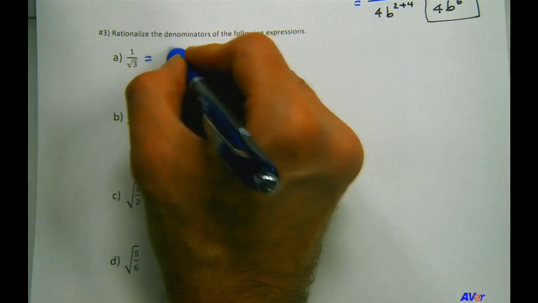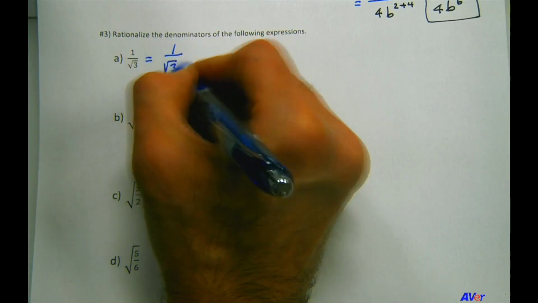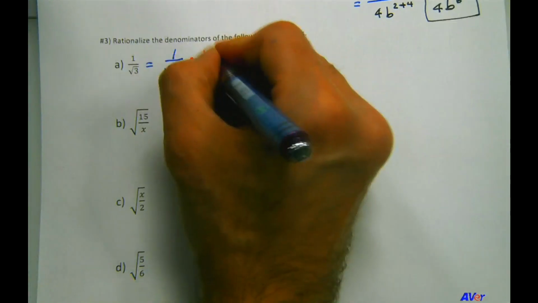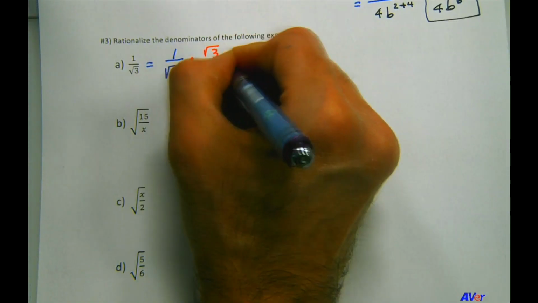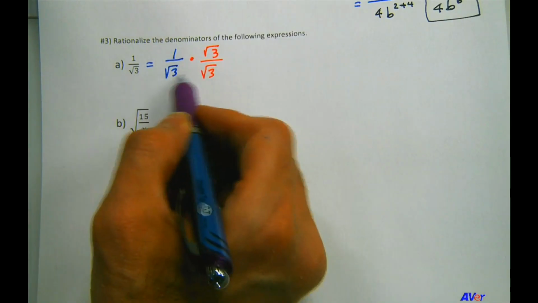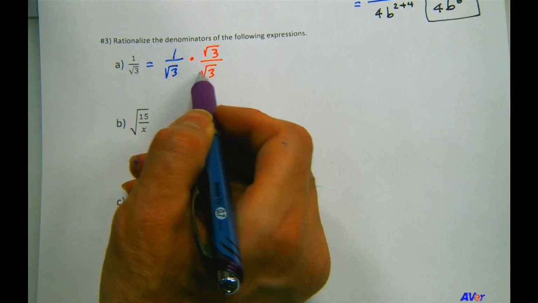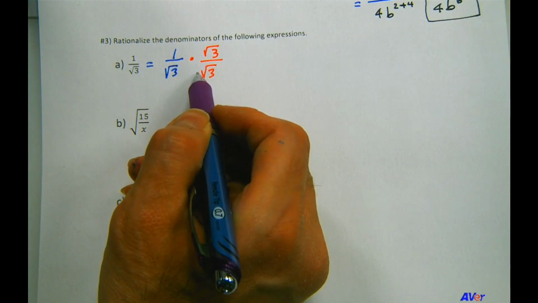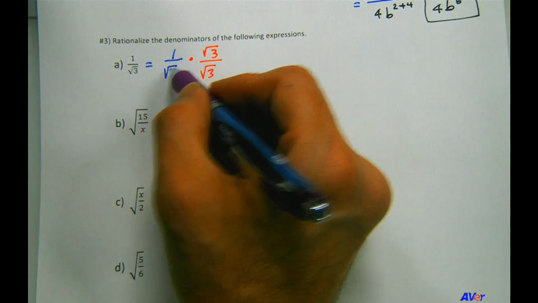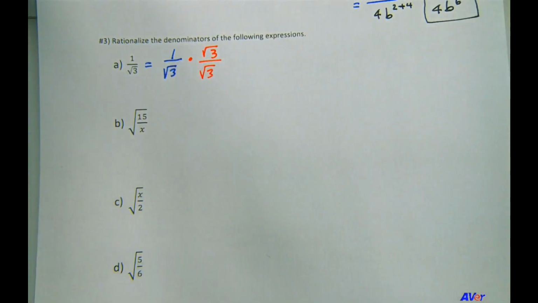So to do that, 1 over square root of 3 should be multiplied by square root of 3 over square root of 3, right? If you multiply square root of 3 by square root of 3, you're going to get 3. Just plain 3 as a whole number. And that's what you want in the denominator. Some term that is not in any way in radical form.